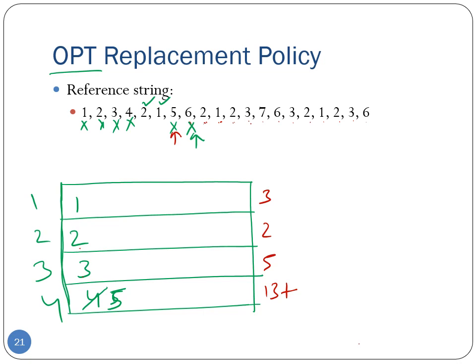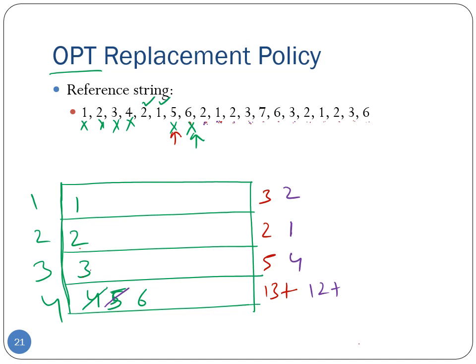1 is going to be accessed 2 cycles later. 2 is going to be accessed just in the next cycle, 1 cycle later. 3 is going to be accessed 4 cycles later, and 5 is going to be accessed 12 cycles later. Nowhere in the near future, right? So this is basically 12 plus. So again 5 is the one that we should evict and bring in 6 over here.